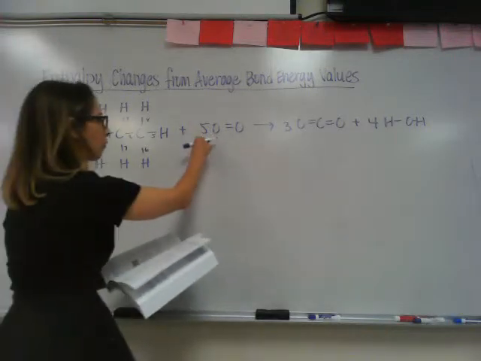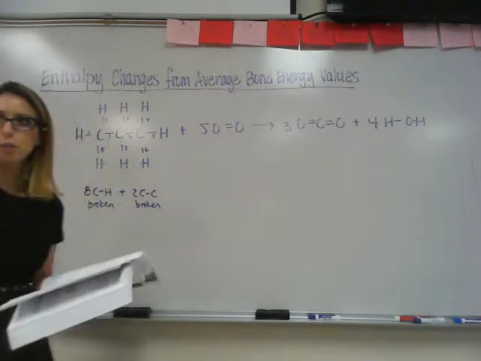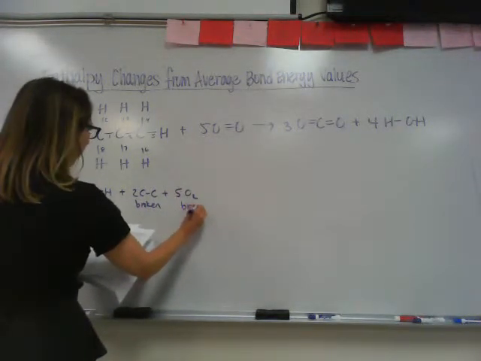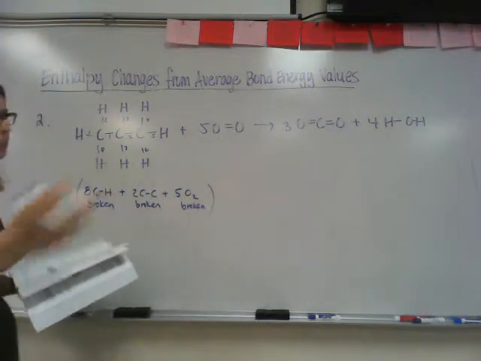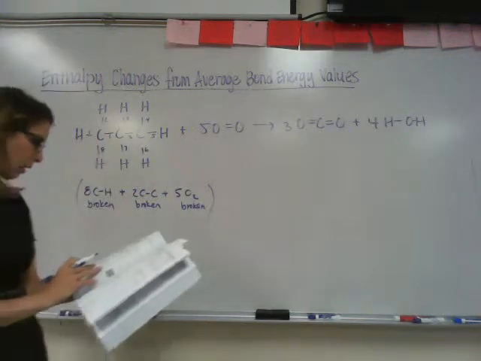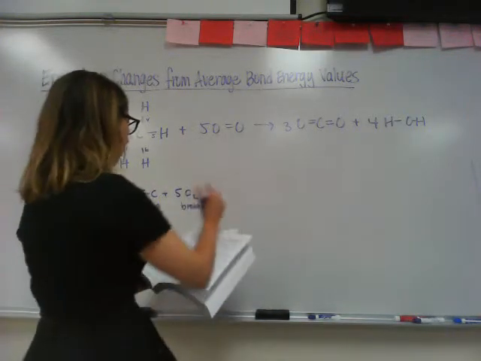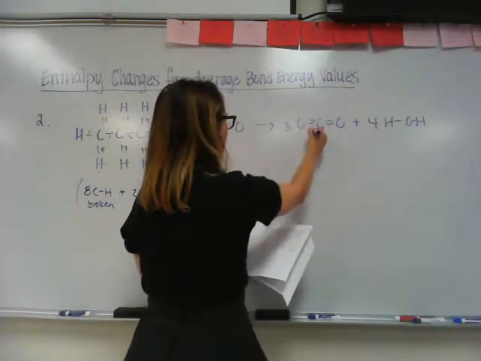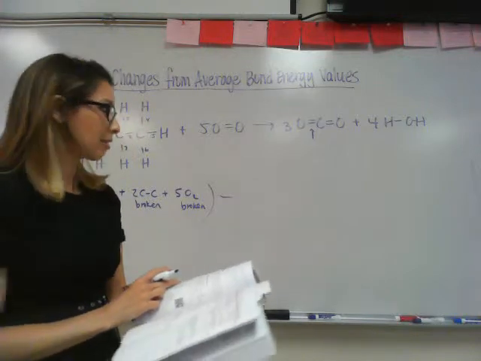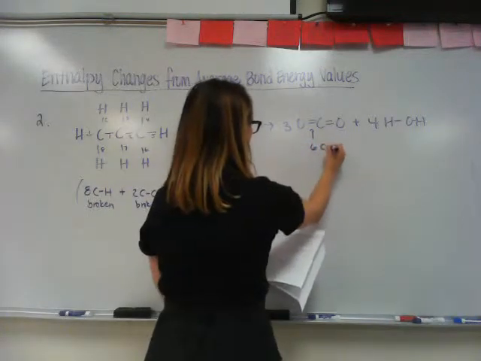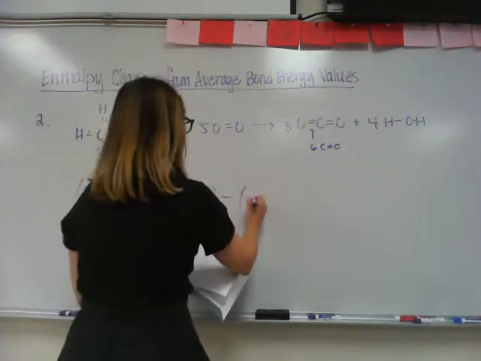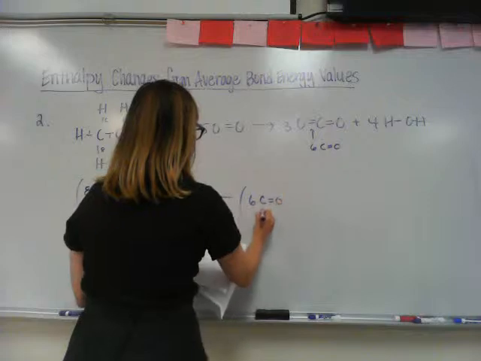Then here you have 5 O2 bonds that are broken. So plus 5 O2 bonds that are broken. And the reason why I'm writing it as O2 is because in the table it specifies that when it's O2 it has a certain value, okay? All right, then since there are 3 of those, you've got 6 carbon double bond oxygen bonds forming. Okay, so 6 C double bond O are forming.